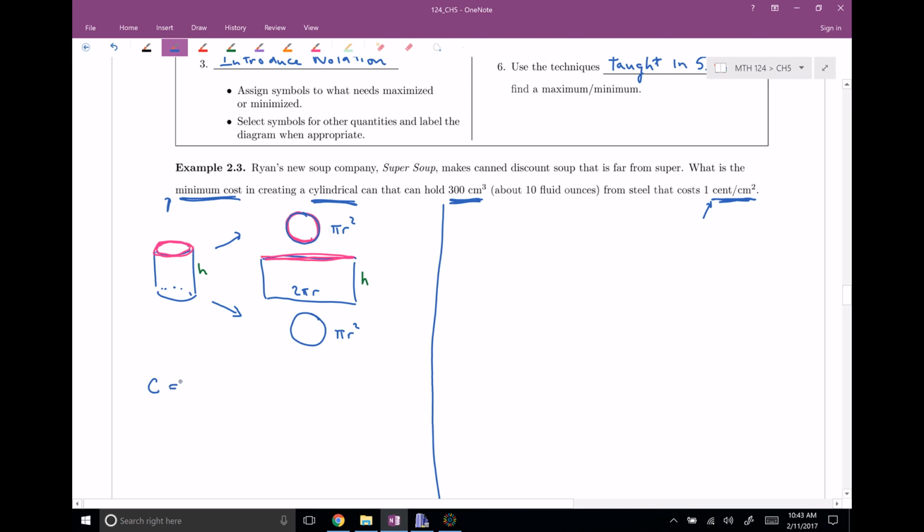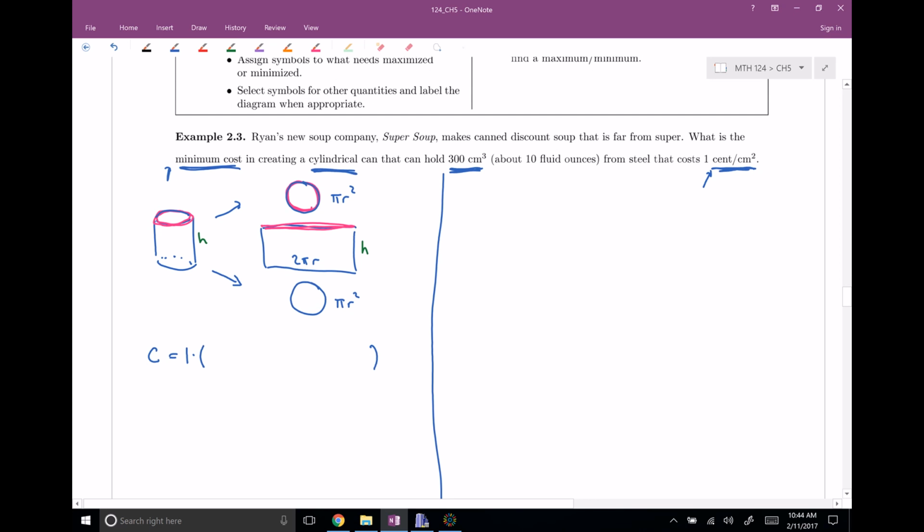So our cost function is going to cost 1 cent times the amount of area, right? So it's 1 cent per unit of area, in this case square centimeters. So 1 cent times the amount of area. So it's 1 times something. It's not very exciting, but if it was 2 cents, you would do 2 times the amount of area. If it was 3 cents, you would do 3 times the amount of area. So it's telling us our units are going to be in cents in this case.